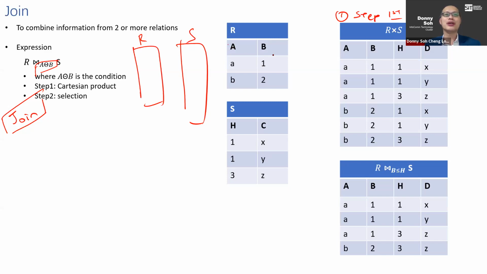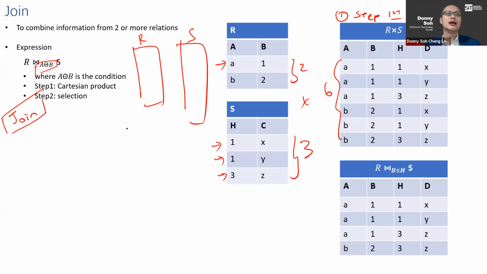So let's say we have A, B and we have H, C here. Recall last week what we said is that every single row here will end up with a corresponding relationship with every single row over here. So if the cardinality of this is 2 and the cardinality of this is 3, the resulting cardinality of this cross product is going to be equal to 6.